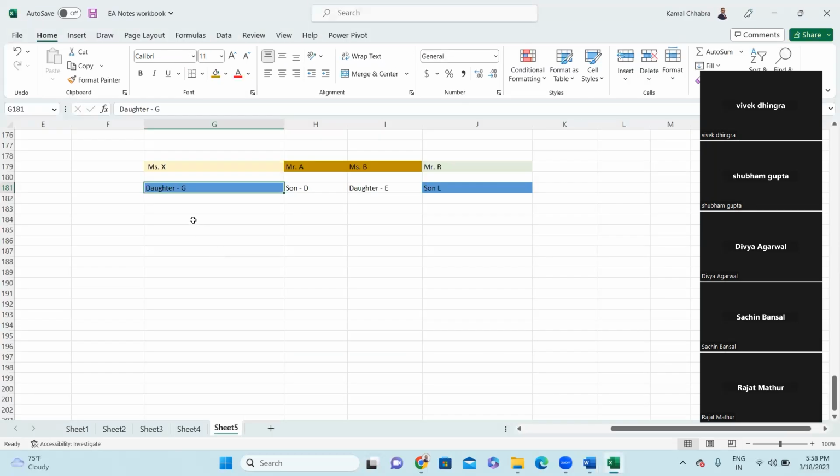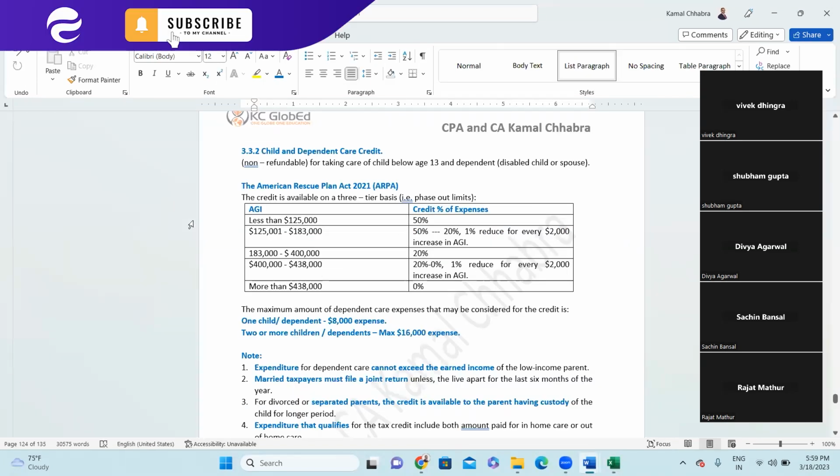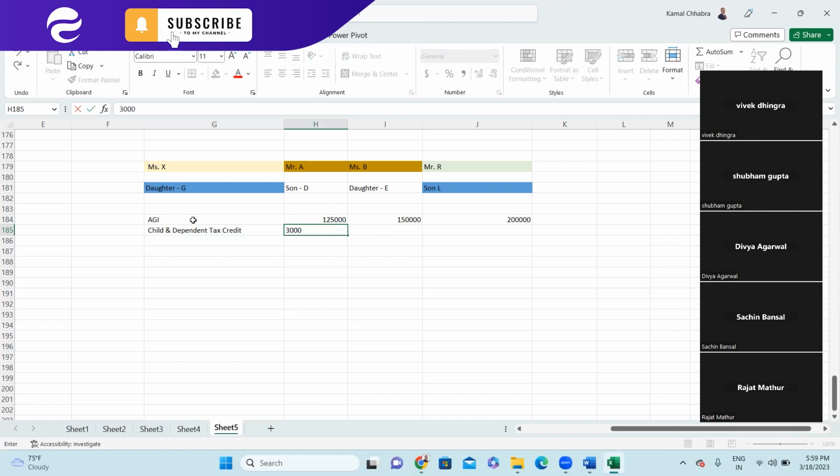So let's assume you have AGI 125,000, and you have AGI 150,000, and then you have AGI 200,000. And you have child tax credit. How much? Let's assume you have $3,000. So this entire $3,000 is being allowed if your income is $125,000 or less. 50%.